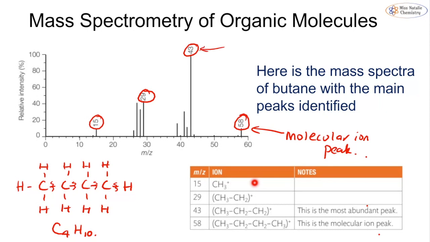This one here at 43 is our base peak, and it just means that this is the most abundant or most common fragment. One of the most common fragments that we'll see is with a mass of 15, and that is a CH3 or a methyl fragment. We can then have an ethyl at 29 or a propyl at 43. And of course, the butane with its positive charge is going to be our molecular ion peak. So you can see that these line up with the main peaks here.